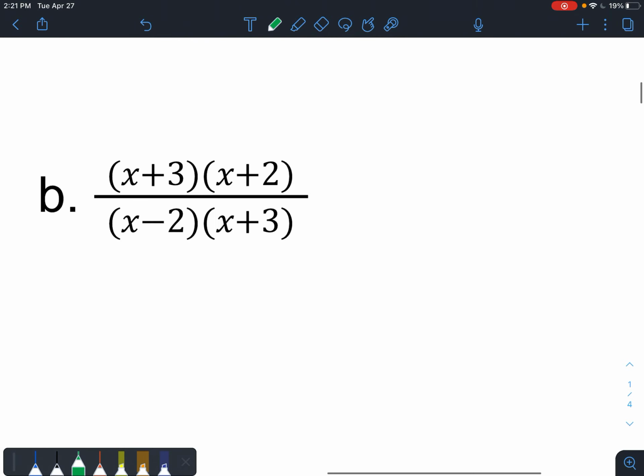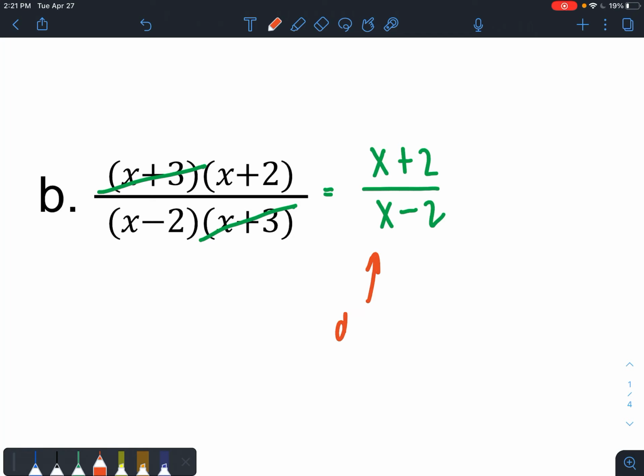Okay, so looking at B here, I've got x plus 3 times x plus 2 over x minus 2 times x plus 3. So before I multiply, I can FOIL this out and do all that stuff, but what ends up happening is this x plus 3 and this x plus 3 cancel, and so then we're left with x plus 2 over x minus 2, and we didn't even need to FOIL.